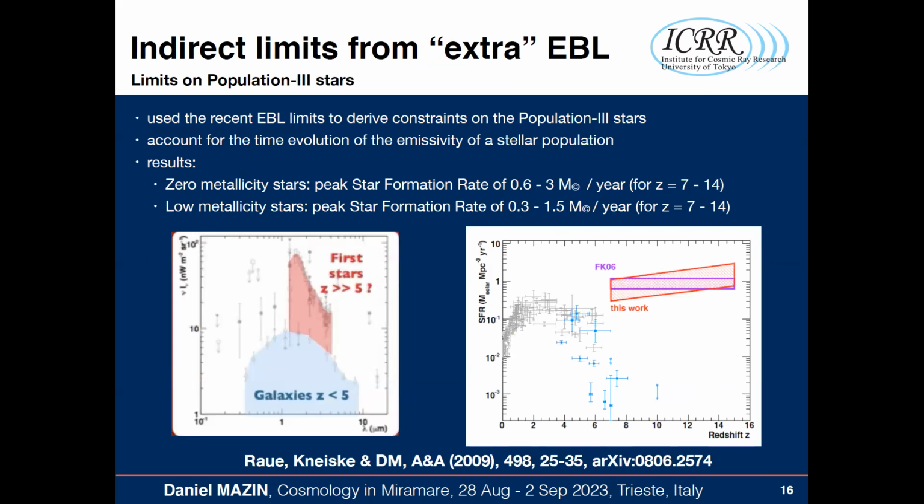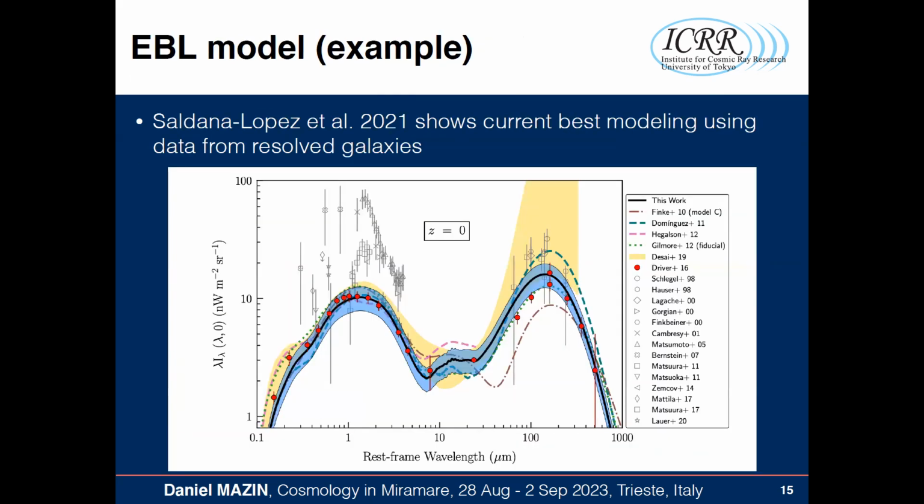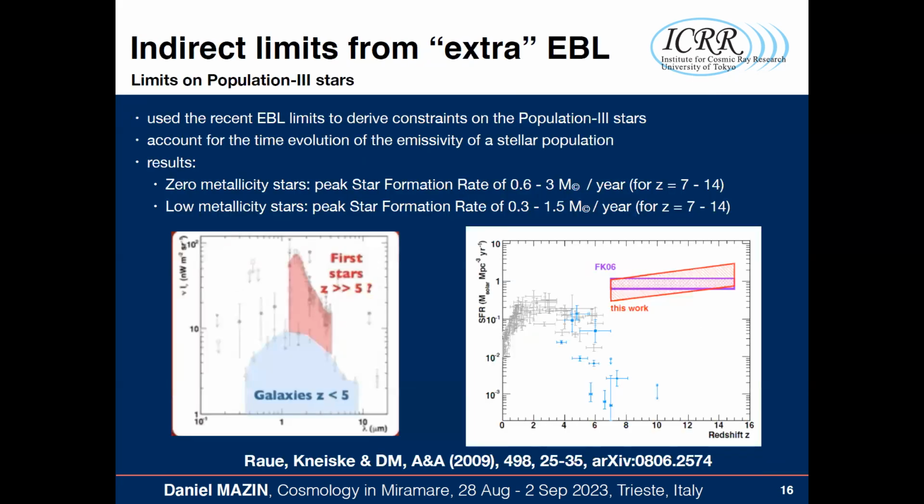Now, how can we use these constraints? We can say, fine, there is maybe just a little room of, let's say, maximum 2 to 5 nanowatt per square meter per steradian that is allowed to be on top of the resolved sources. Where can it come from? For instance, it can come from population 3 stars, these very first stars that we don't find anymore because they are all burned. However, they have to be there with zero metallicity. And they only contribute to the extragalactic background light as a diffuse background. They are not resolved sources anymore.